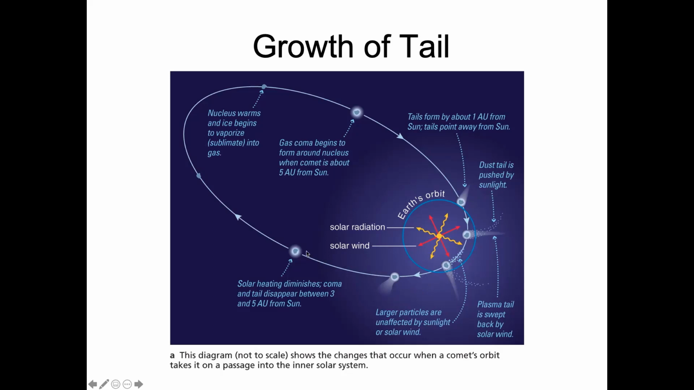And then it gets farther away, and the heating slows down, and the tails disappear, and then the coma disappears, it starts to refreeze, and then it just travels along as a little frozen ball in the outer solar system. And then it comes back and it does the whole process again. And we can actually predict when certain comets, like Halley's Comet, for example, will make their return near Earth.